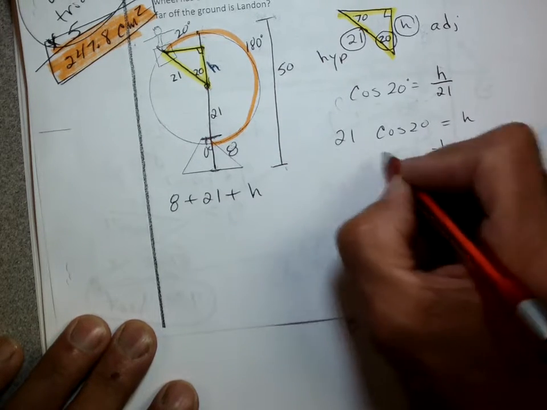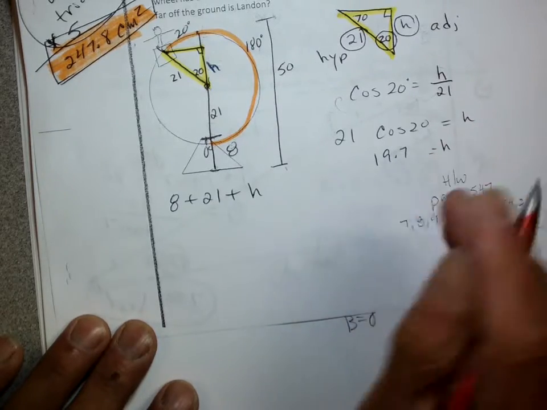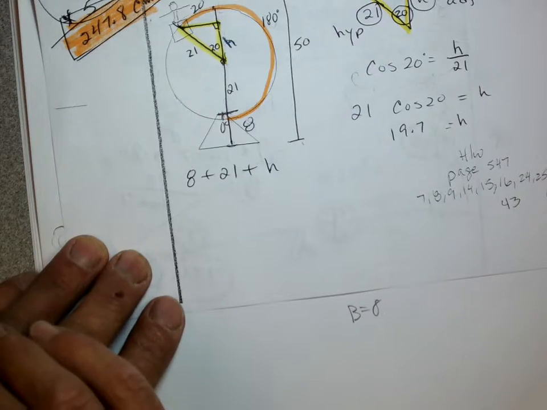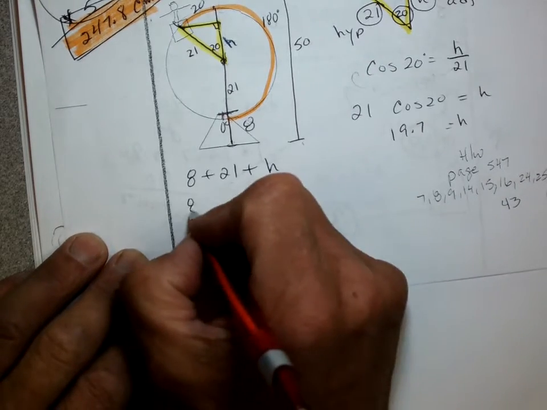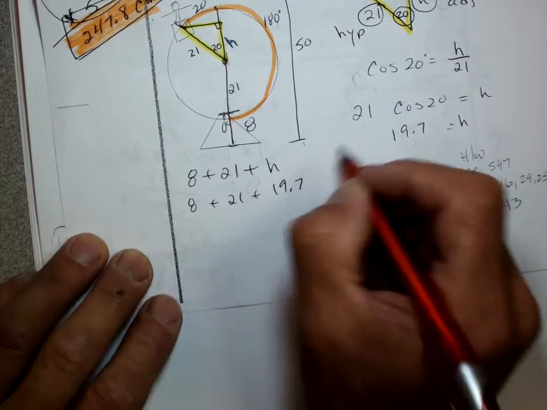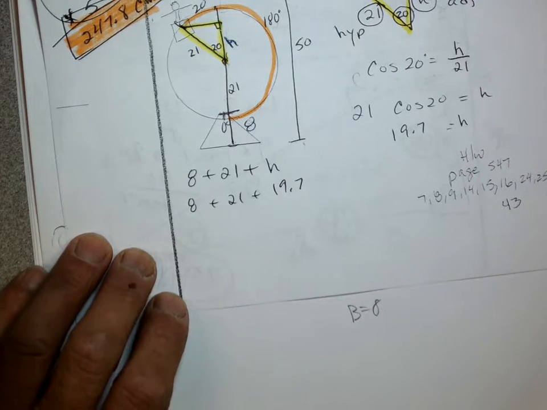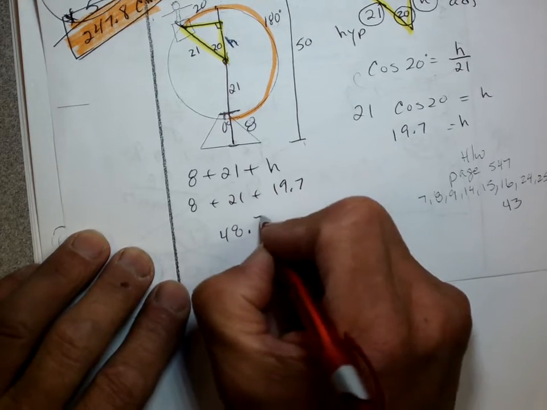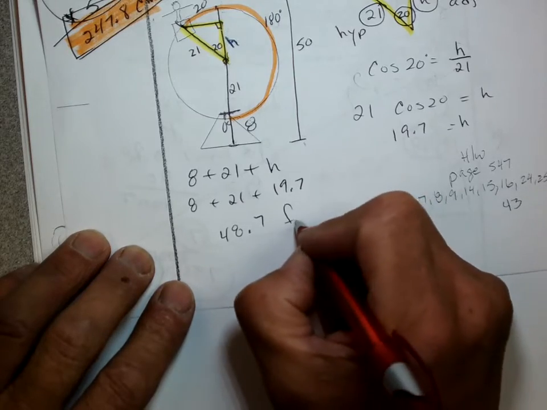We're going to be able to rescue poor Landon. So to get Landon, 8 plus 21 plus 19.7. And we get an answer of about 48.73 feet in the air.